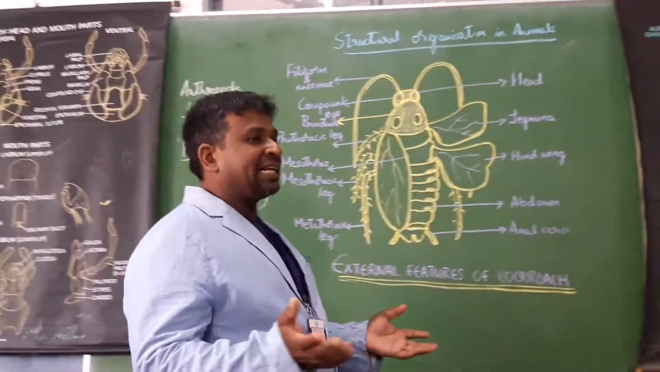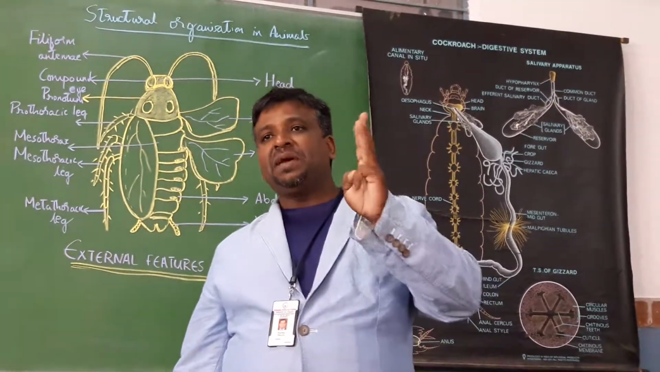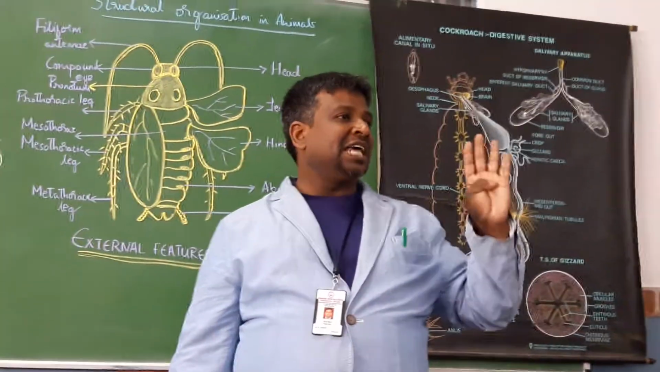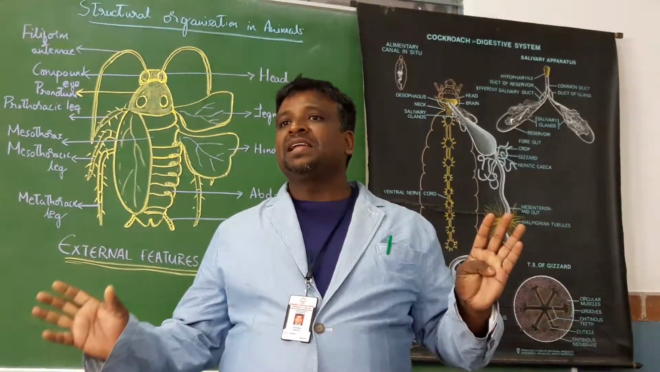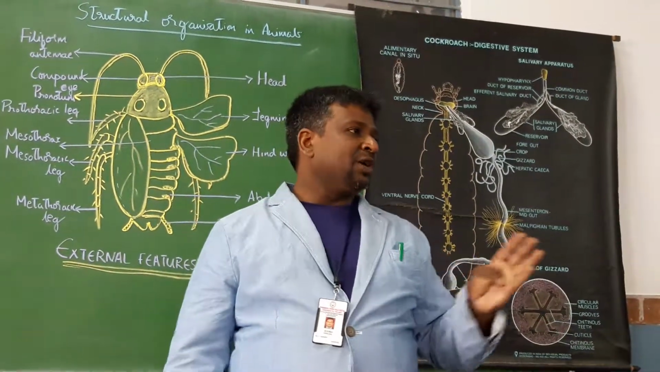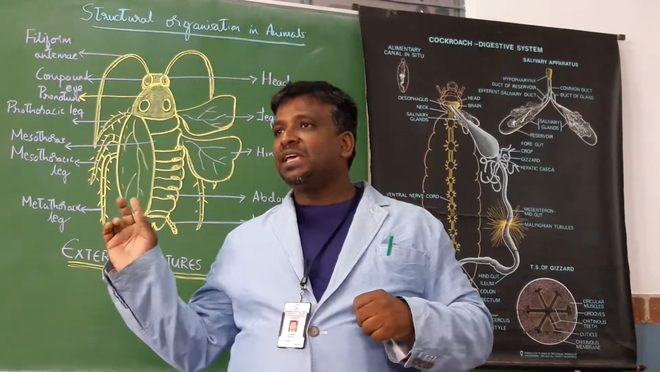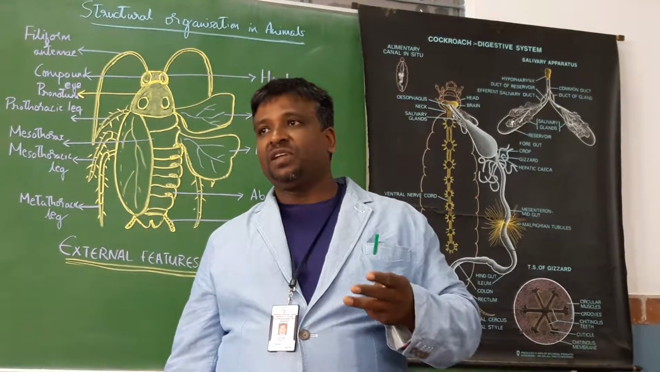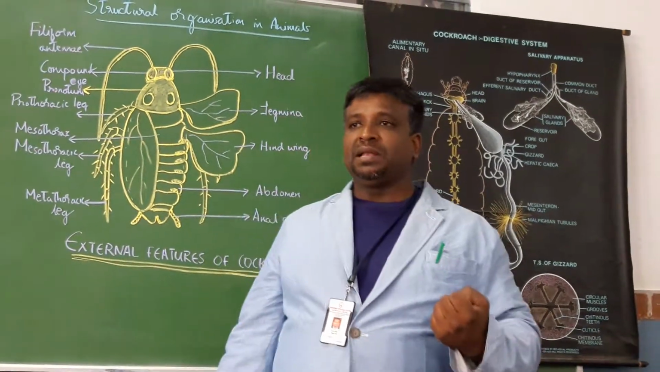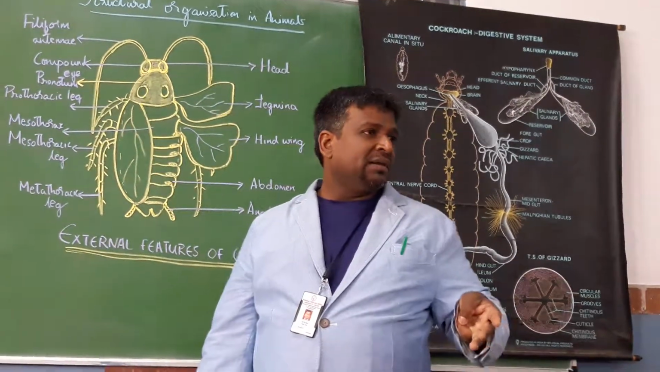Insects and arachnids, how do you differentiate? Insects have 3 pairs of legs. Arachnids have 4 pairs of legs. See, the spider is placed under arachnida because of that 4 pairs of legs. Under insecta we have the insects which are having 3 pairs of legs. Their body is divisible into head, thorax and abdomen.